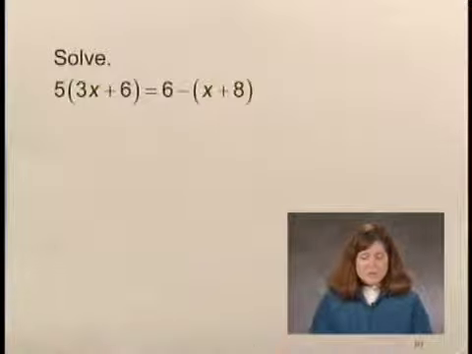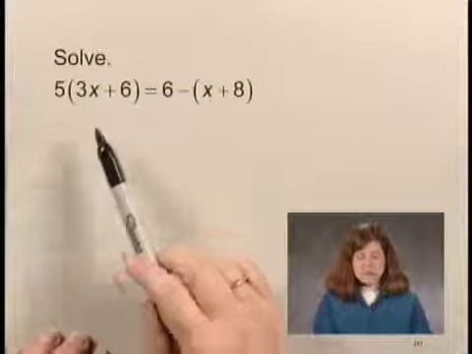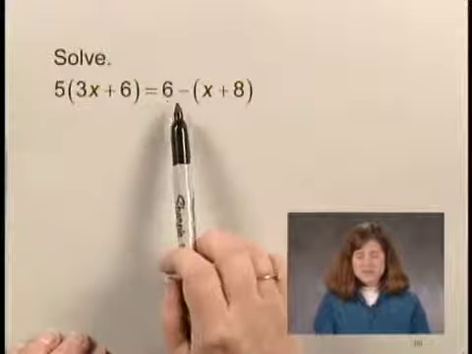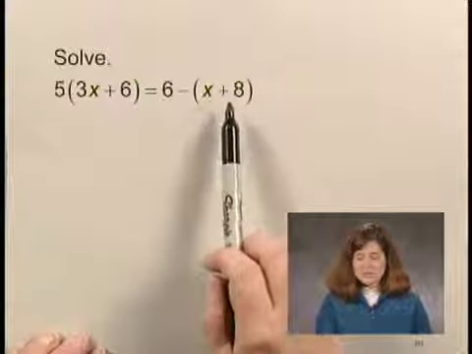In this exercise, we'll solve an equation that contains parentheses. We'll solve the equation 5 times the quantity 3x plus 6 equals 6 minus the quantity x plus 8.